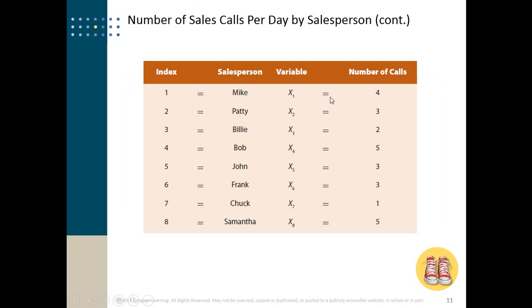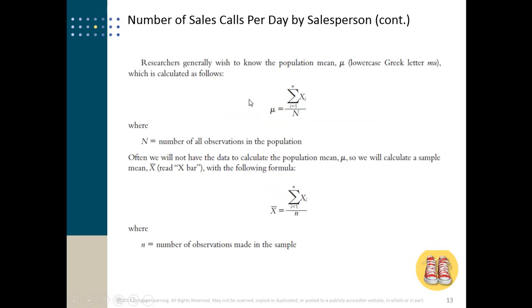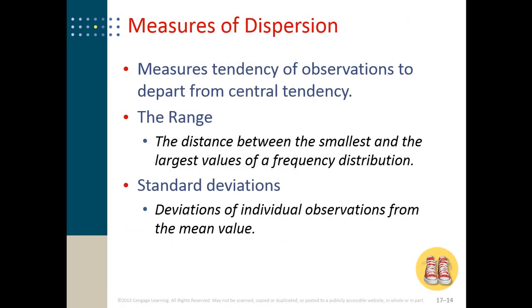So what we do is we first of all identify a variable. Let's say we denote this variable as x. That's the number of sales calls, and these are the number of observations. So we sum up all these sales calls, the observations, that is 26, and we divide it by the number of observations. You can remember the number of observations was 8 and the sum of the observations was 26. So the mean value at the center of the data is 3.25. So these are the formulas to calculate the mean or the average of a data set.